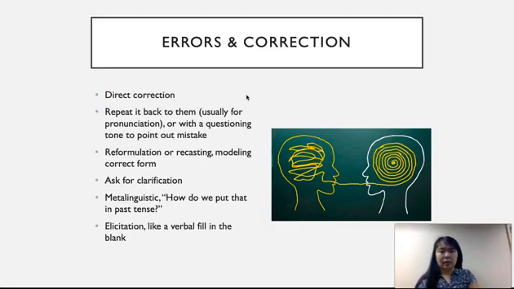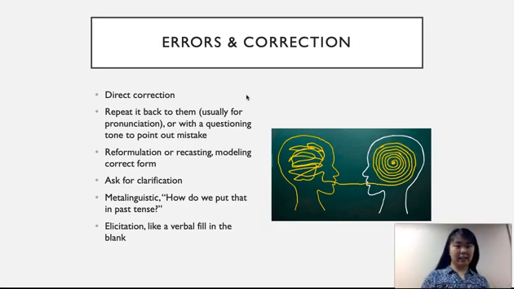So these are just different techniques for errors and correction. So direct correction is like, no, it's actually blank. Repeating it back to them, this is usually for pronunciation. So like with the TH sound and enunciating with your tongue visible between your teeth, or repeat the same thing back to them with a questioning tone, like "he take it?" versus like "he takes it," or "he took it," depending on what you're trying to elicit.